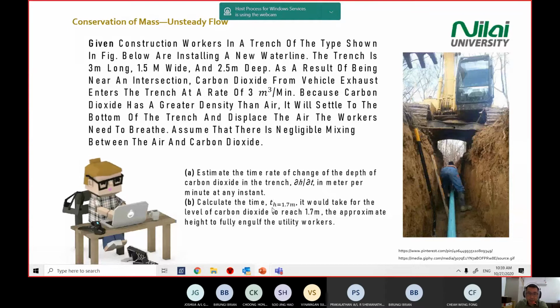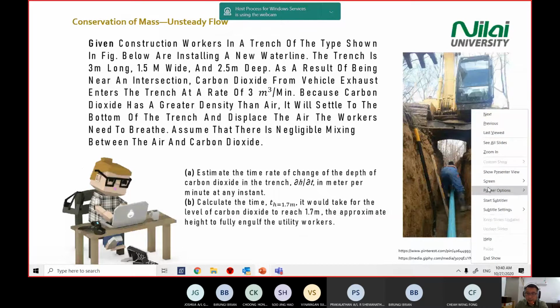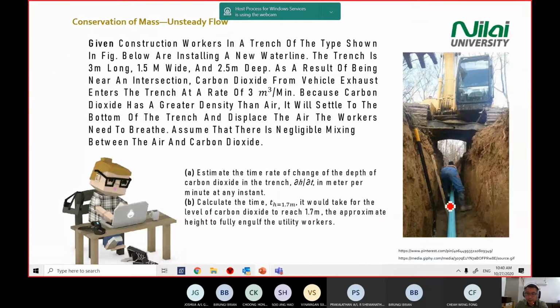He asks you to calculate the time it would take for the level of carbon dioxide to reach 1.7 meter. This means the CO2 from the engine will drop into this channel, and because of the density of the CO2, it will flood this channel and then keep rising until 1.7 meter.